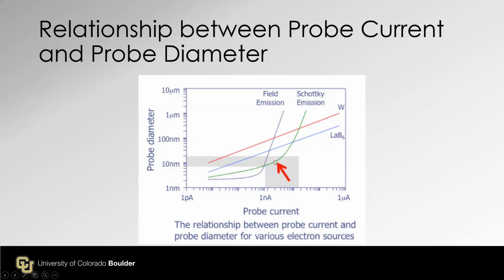So when the current is relatively small, the probe diameter, the beam diameter, does not change too much. So up to around here is reasonably high current with a reasonably small beam size. That's a good combination. While thermionic emission, tungsten filament or LaB6, it's kind of going that way. So as you increase the probe current, the probe diameter increases too much. So this is the reason why I could not use 1 nanoamp for 15 nanometer line writing.